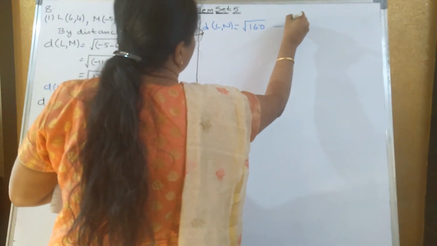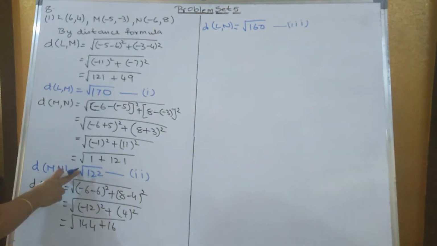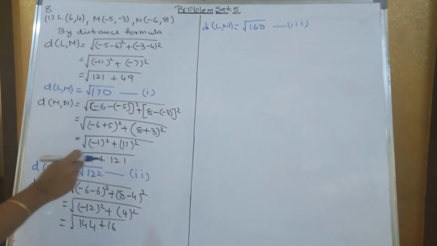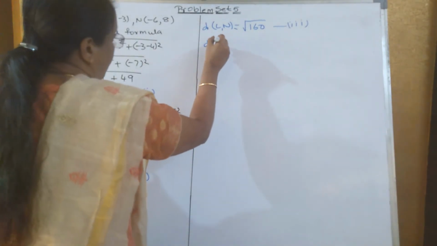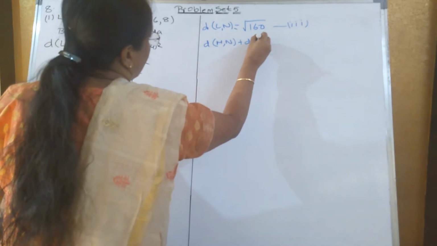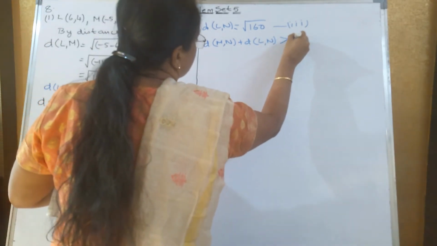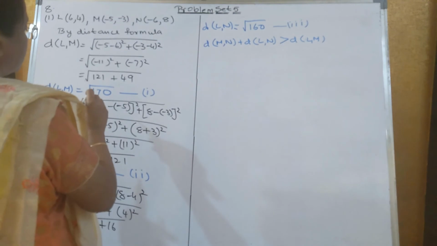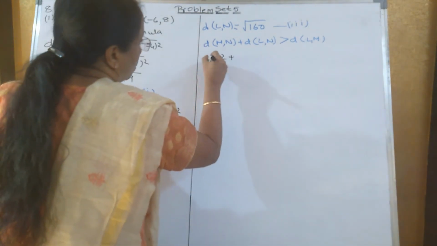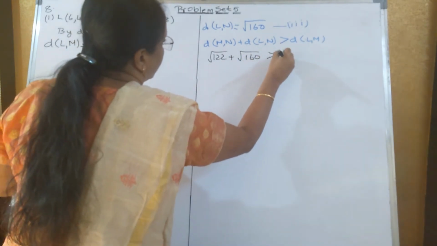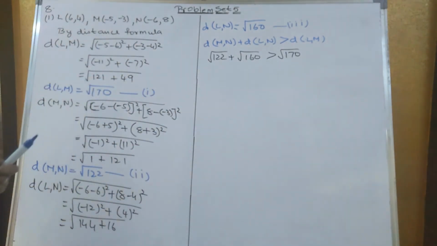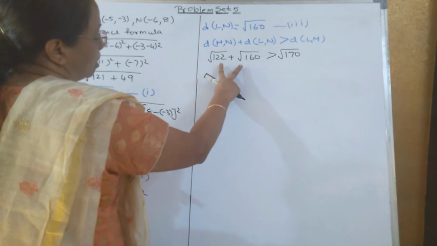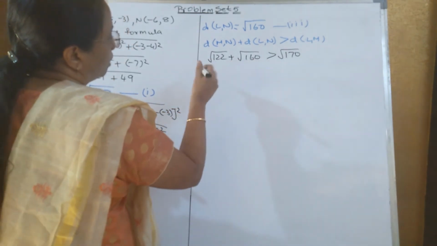Now if you compare 1, 2 and 3, if you add root 122 and root 160, the smaller two numbers, together, it will always be greater than root 170. That is, distance MN plus distance LN is greater than distance LM, not MN, LM. Root 122 plus root 160 is greater than root 170. Since we have studied this before, in a triangle the sum of the two sides is always greater than the third side. So here the sum of the two sides is greater than the third side, therefore it forms a triangle.